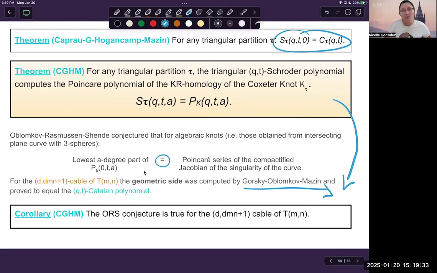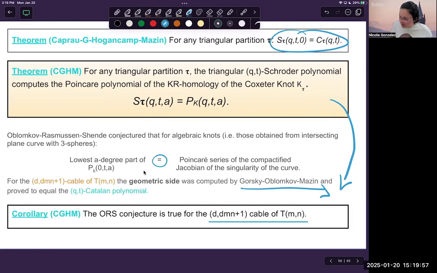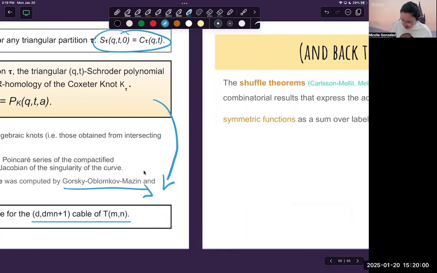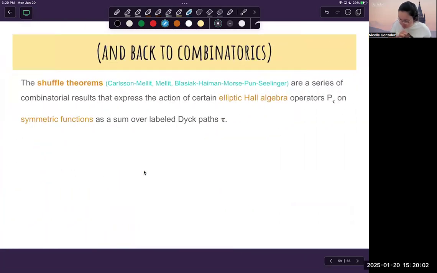So the conjecture is true in the special case of this family of torus knots. Oh, sorry, of cabled torus knots. And that's really exciting because this conjecture was completely unknown for anything other than torus knots themselves, not cabled torus knots. So great. I have 2 more minutes, so maybe let me say a couple more things.